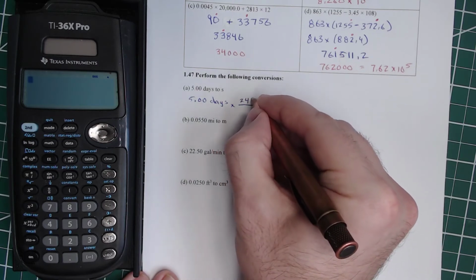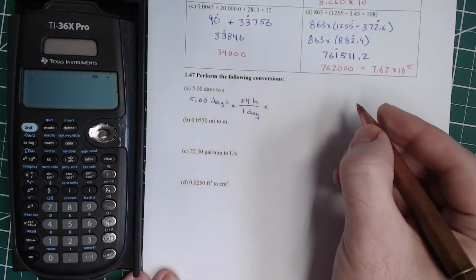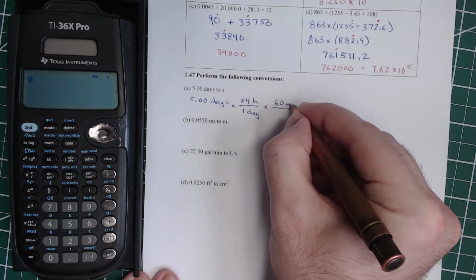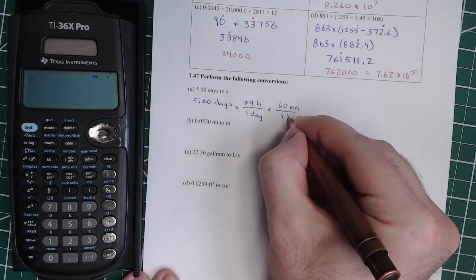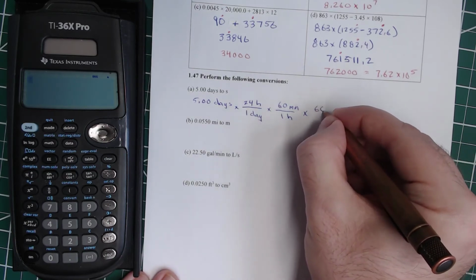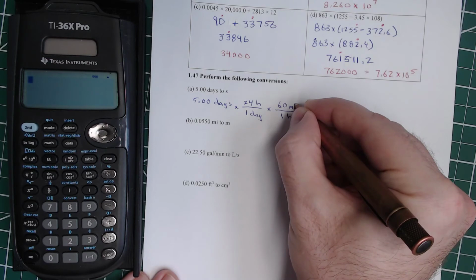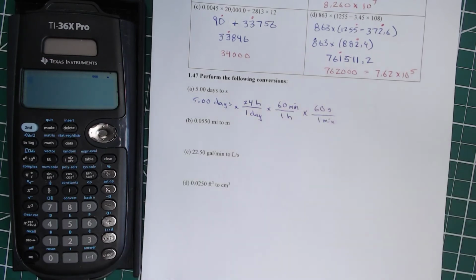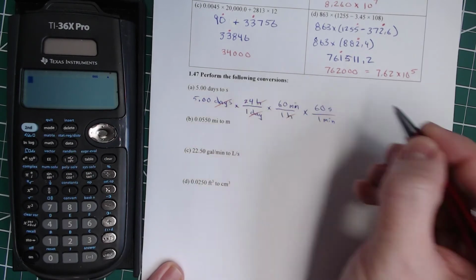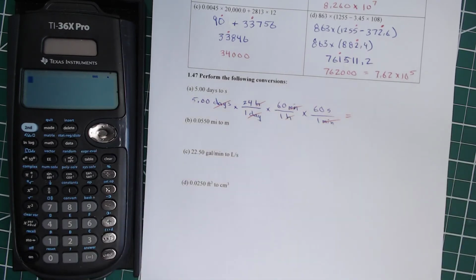So 24 hours is 1 day. And that we know in every hour it is 60 minutes. So 60 minutes is equal to 1 hour. And then 60 seconds is equal to 1 minute. My minute got a little messed up there, but you can forgive me for that. And so now our days will cancel out. Hours will cancel out. Minutes will cancel out. And our answer is going to be in seconds.